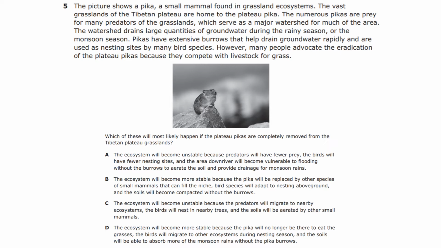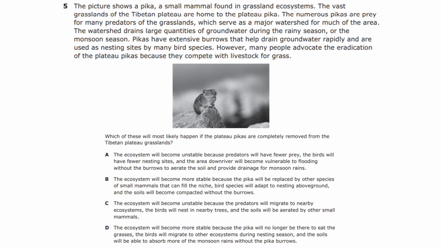So a watershed, you would need to know, means that it drains water off of areas that, for whatever reason, need to be drained. It could be because they flood easily, it could be because of major rainfall, whatever. It says the watershed drains large quantities of groundwater during the rainy season, or it's also called the monsoon season. Pikas have extensive burrows that help drain groundwater rapidly and are used as nesting sites by many bird species. However, many people advocate the eradication of the plateau pikas because they compete with livestock for grass.